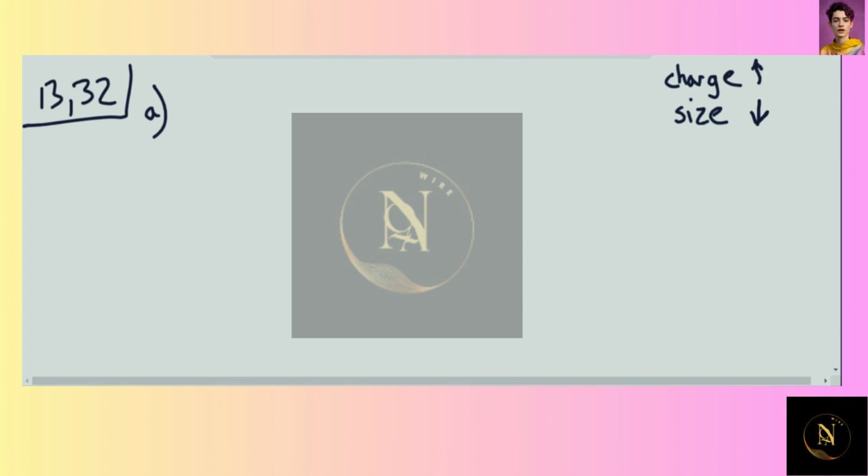So between sodium and cesium, we have the same charge. The charge is the same, but the size of sodium is much smaller because it's much higher on the periodic table. And so sodium would be the answer here because it's smaller.